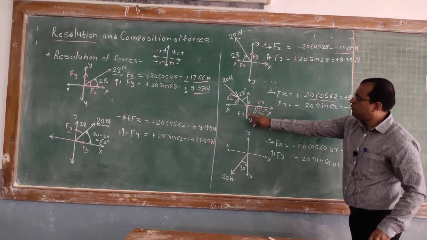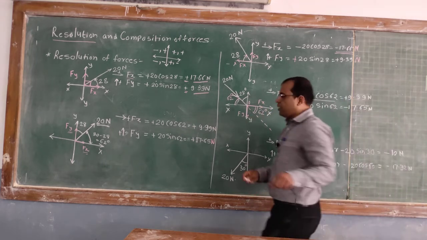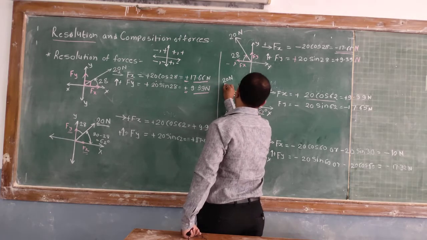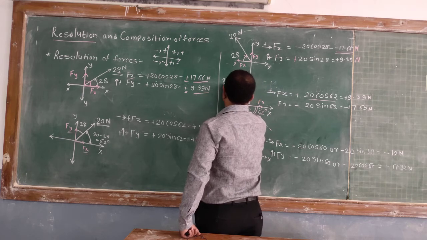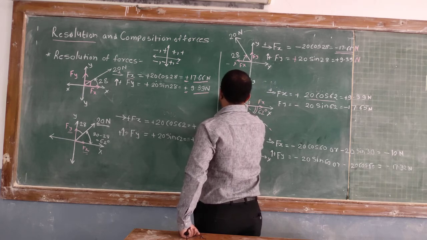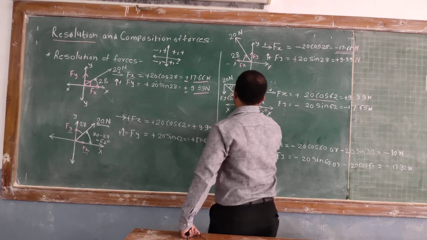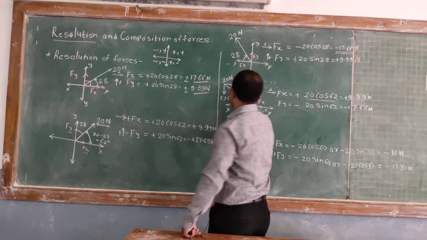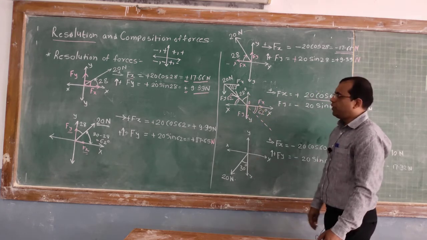So instead of like this, you can show the components like this also. Here also you can show the component. If you want, you can resolve the force here itself. So this is also the f of x component, and you can show here also f of y. Because this angle we can find out, as this angle is 28, this angle becomes 62. So you can utilize this method also while solving numericals.